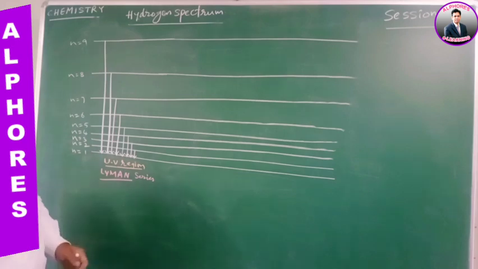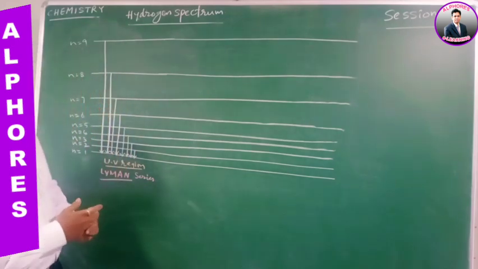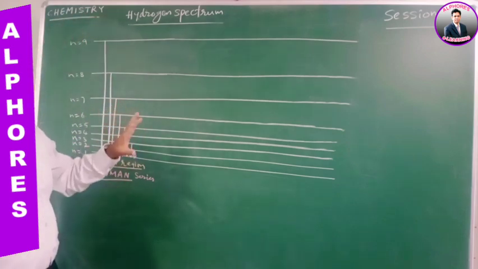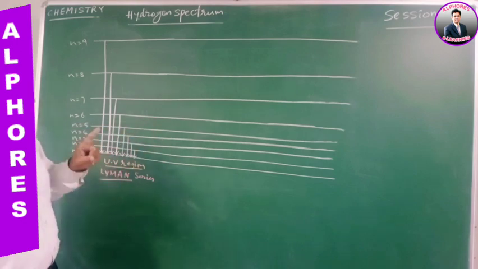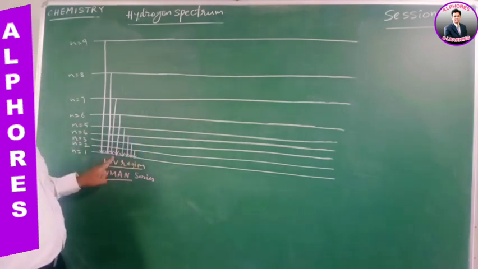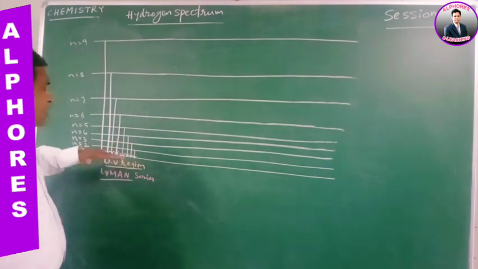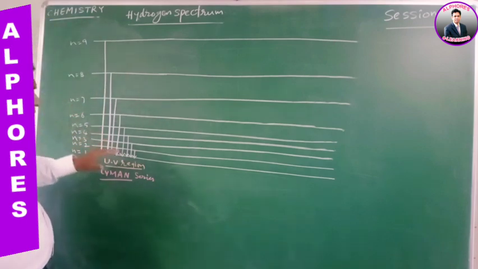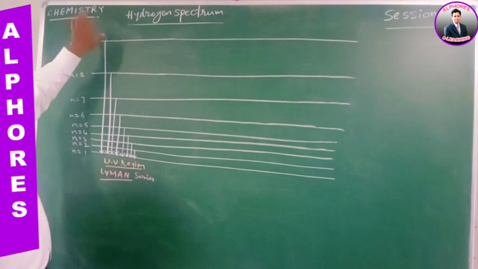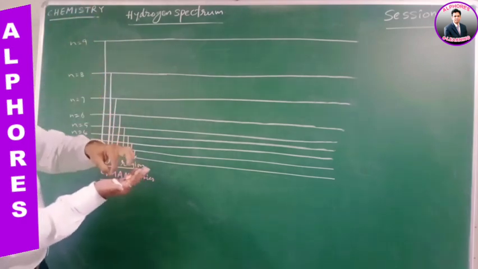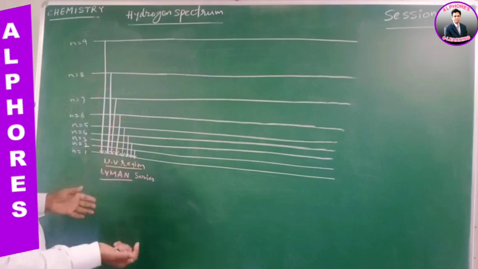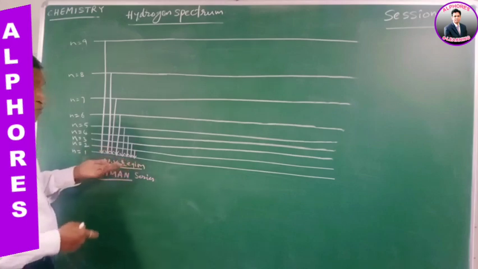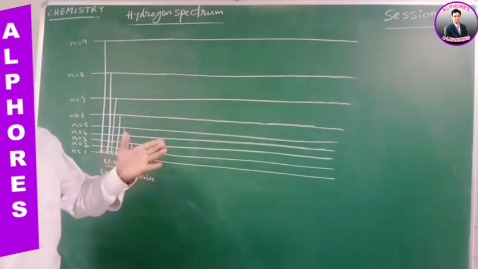Once again, listen. When excited electrons jump from higher energy levels to n equals 1, from any higher energy level, it may be the second orbit or third orbit or sixth orbit or ninth orbit, whatever it is, when it touches the ground state, that is the first orbit, the emission radiation of that corresponding spectral line is found in the UV region of the hydrogen atomic spectra.